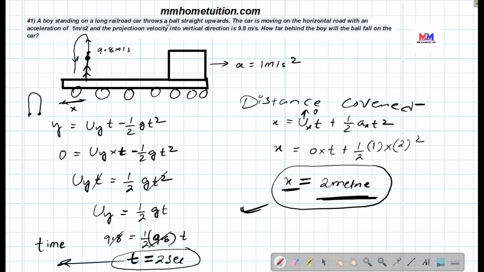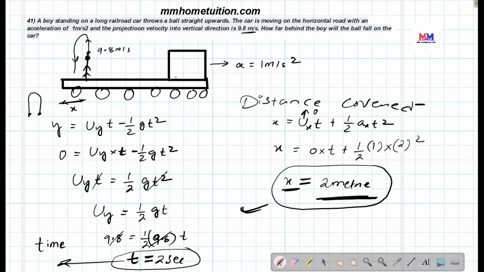A boy standing on a long railroad car throws a ball straight upward. The car is moving on a horizontal road with an acceleration of 2 meter per second square, and the projection velocity is in the vertical direction, 9.8 meter per second. How far behind the boy will the ball fall on the car?